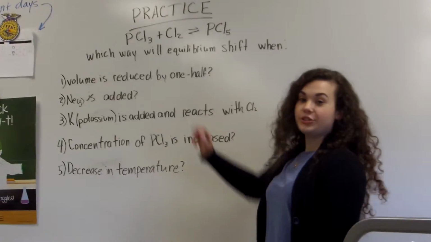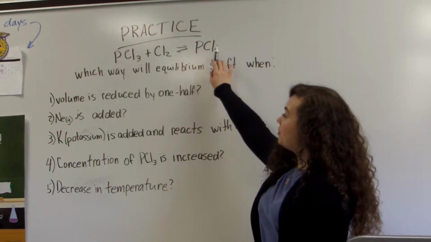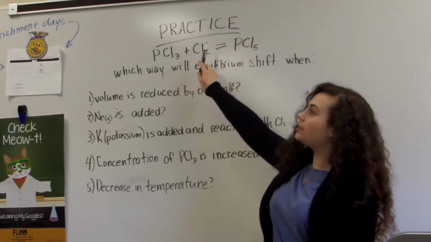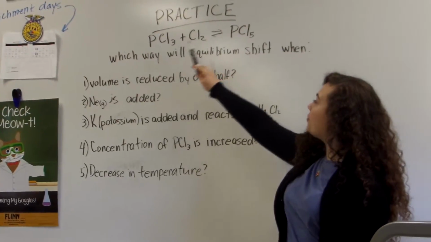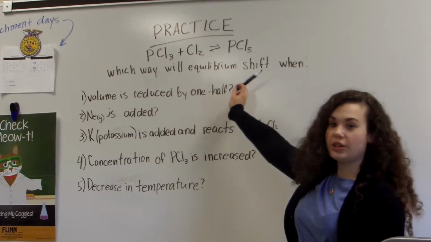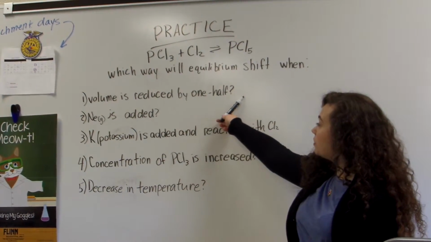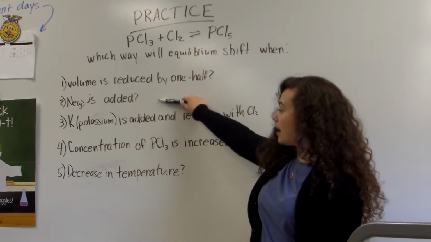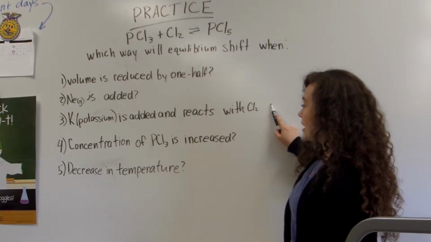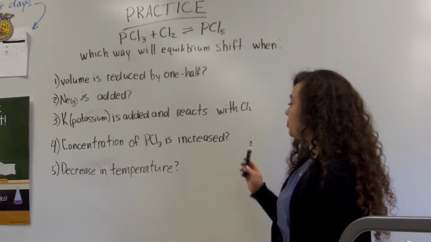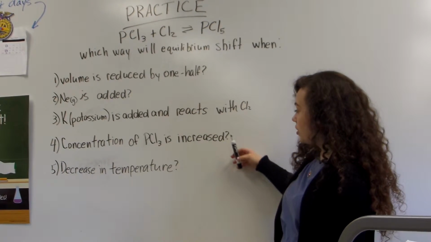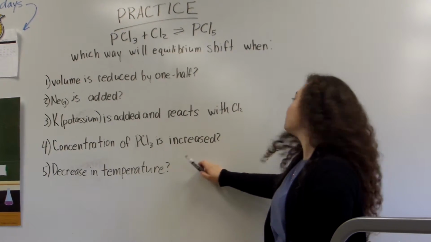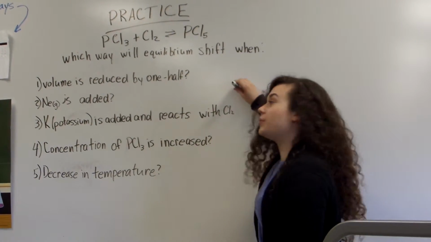Okay, now we're going to go through a practice problem with this information. So here's the reaction we'll be using: PCl3 plus Cl2 yields PCl5. Which way will the equilibrium shift when 1, the volume is reduced by 1/2, 2, neon gas is added, 3, potassium is added and reacts with the Cl2, 4, the concentration of PCl3 is increased, and 5, the temperature decreases. We're going to go through this one together.